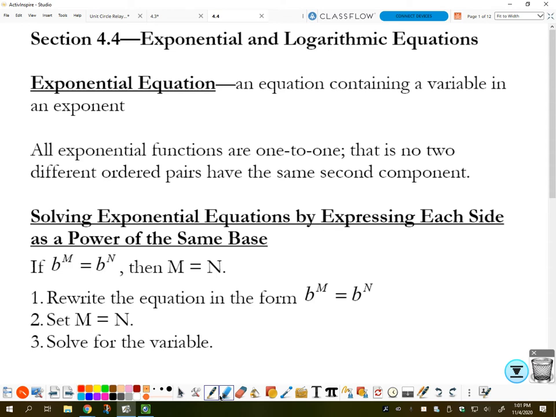Anyway, if you're solving an exponential equation, your first thought is, can I make the bases match? Because if I can make the bases match, the exponents have to be equal. So that should make some sense. If these b values are the same, and I'm saying that these are equal, then those exponents have to be equal. So our steps: if you think you can make the bases match, rewrite the equation where the bases match, set the exponents equal, and solve.